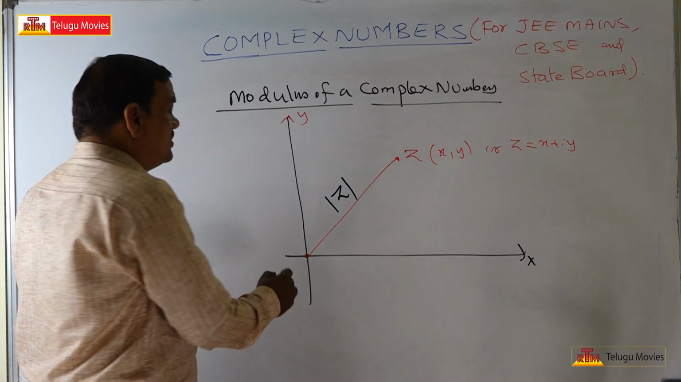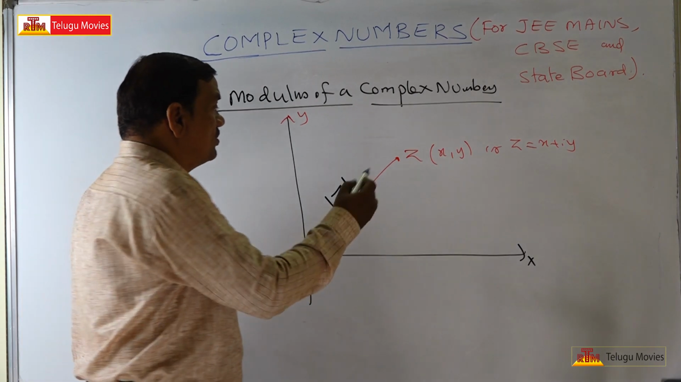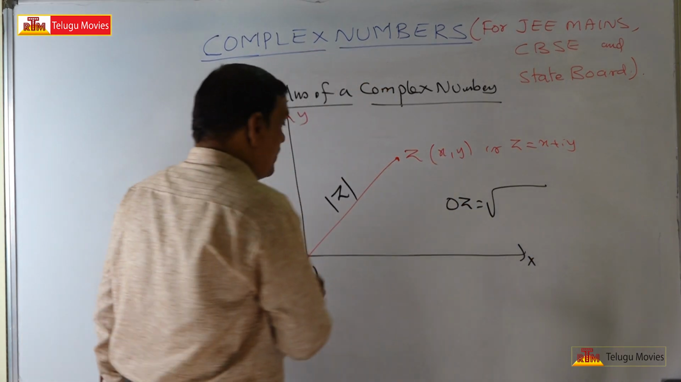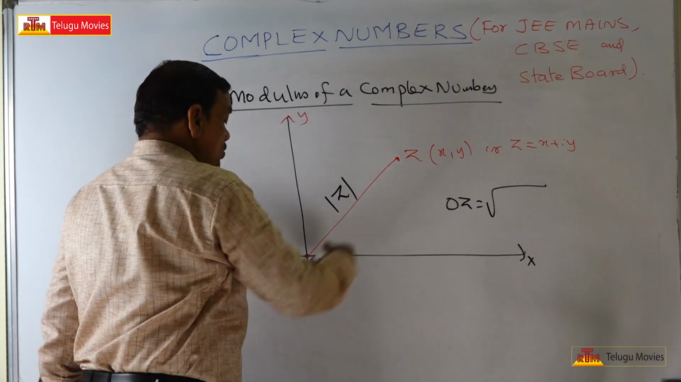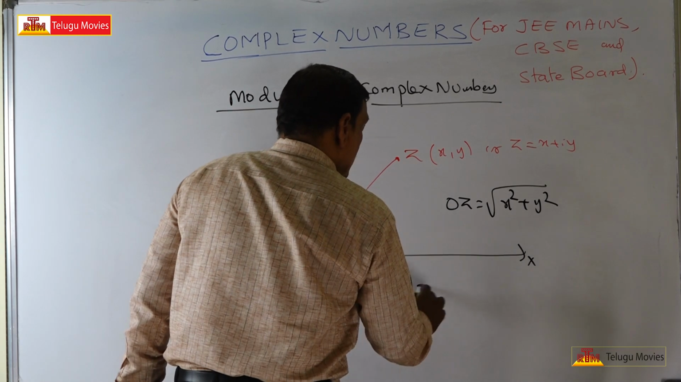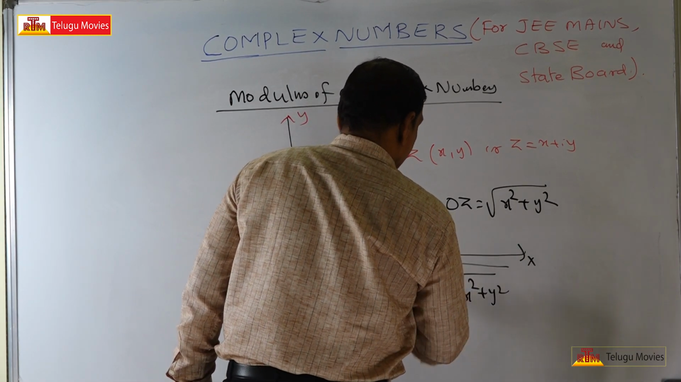Now, what is the distance generally in Cartesian coordinates? How do we find the distance? The distance OZ is equal to the root of (x2 minus x1) whole square plus (y2 minus y1) whole square, that is, root of x square plus y square. This value is denoted as the modulus of z.